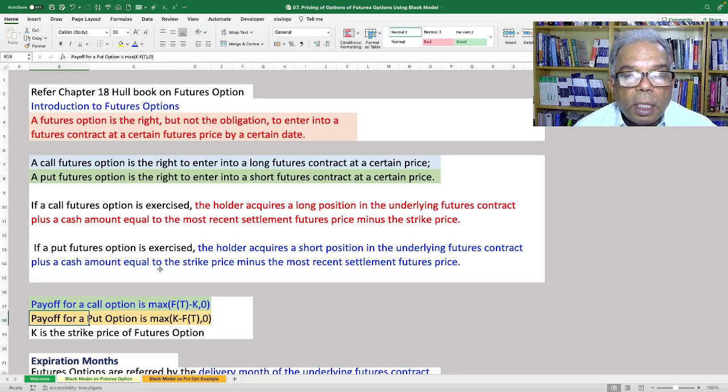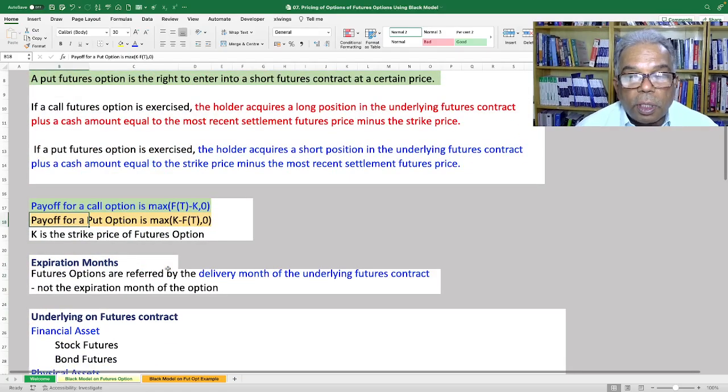Put simply, the payoff for a futures call option is max of (Ft minus K, 0). Ft is the futures price at expiry. K is the strike price. The payoff for a futures put option is max of (strike price K minus Ft, 0).